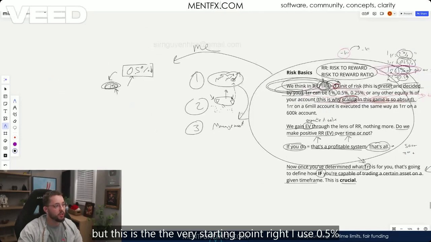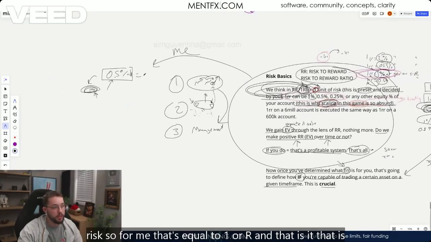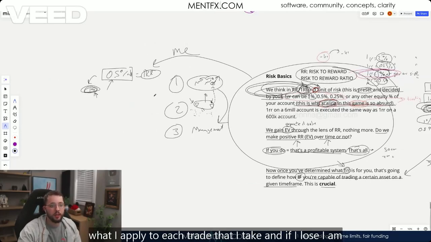But this is the very starting point, right? I use 0.5% risk. So for me, that's equal to 1RR. And that is it. That is what I apply to each trade that I take. And if I lose, I am looking to lose -1RR.